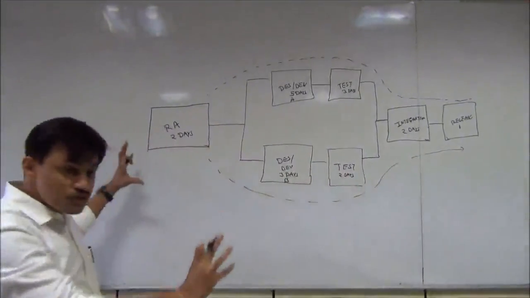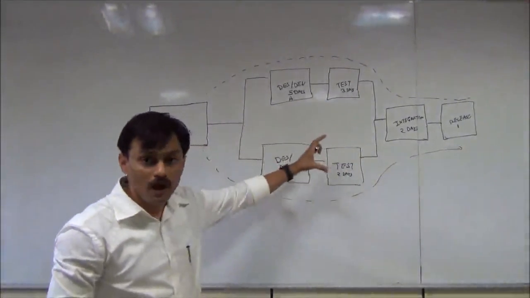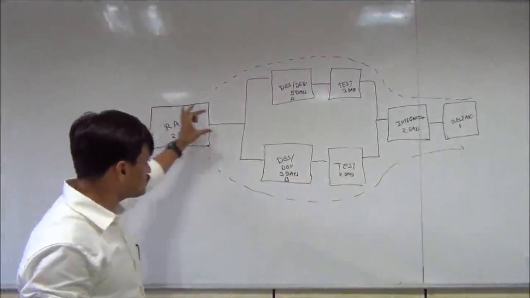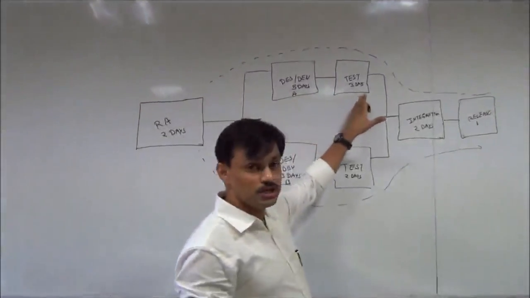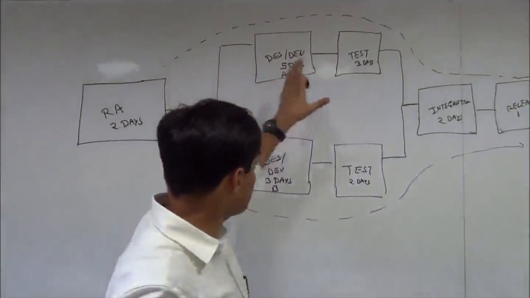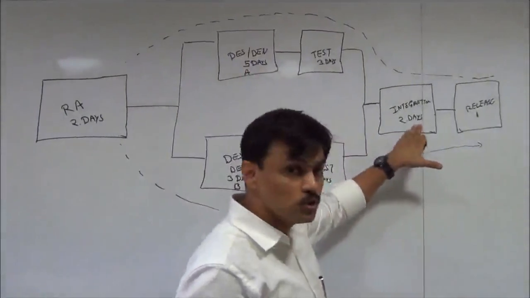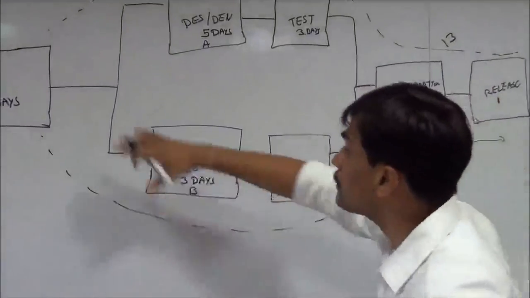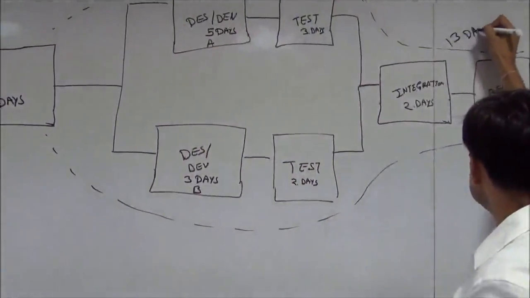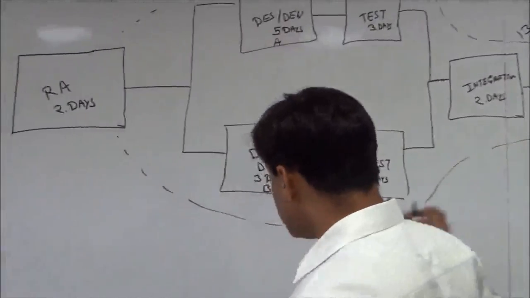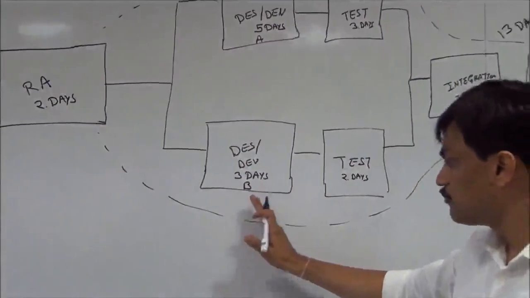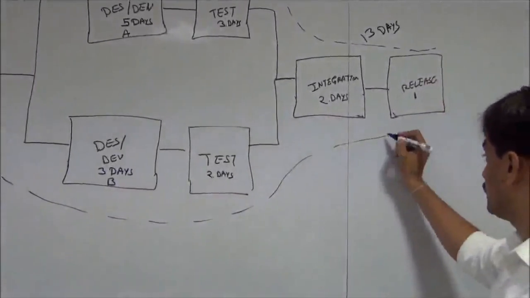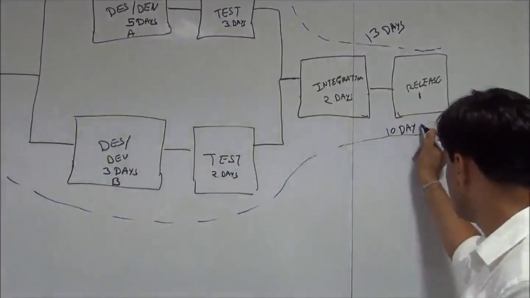Now we can just visualize and see the total duration of both the paths, because the network diagram is relatively simple. It looks like 2 plus 5, 7, 7 plus 3, 10, 10 plus 2, 12, plus 1, 13. So the length of the upper path is 13 days. Let us look at the second path, which is 2 plus 3, 5, 5 plus 2, 7, 7 plus 2, 9, 9 plus 1, 10. So we have 10 days.